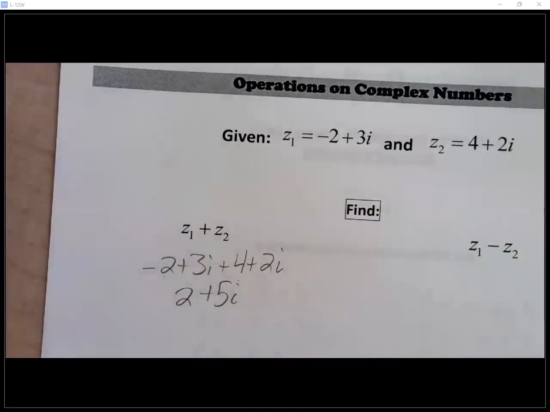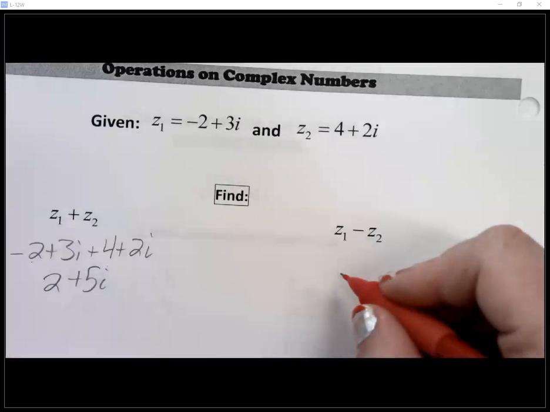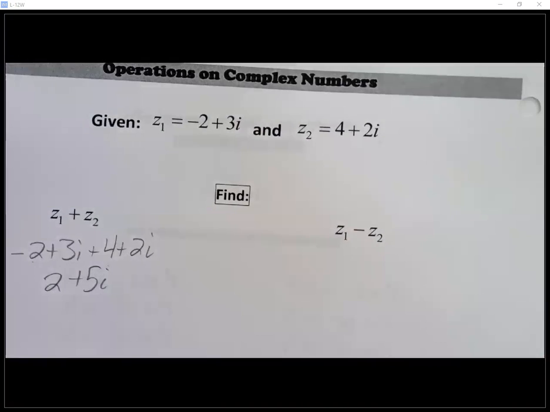Try the second one where you're subtracting them. I'll give you a moment to do it before I'm curious what your answers are going to be.